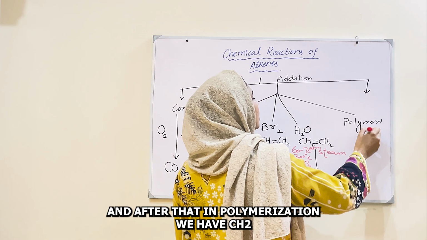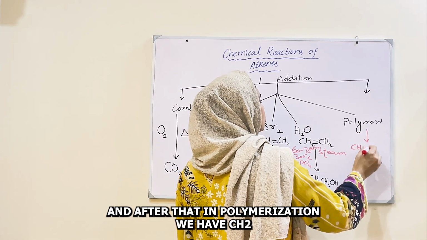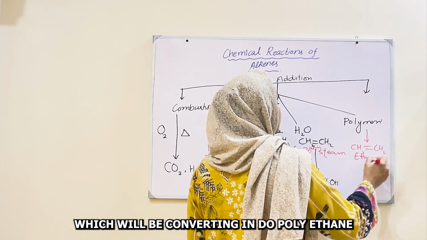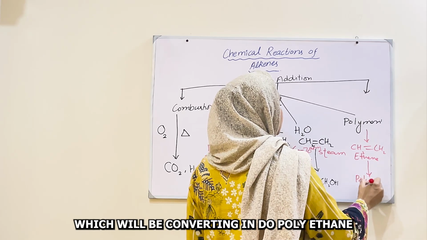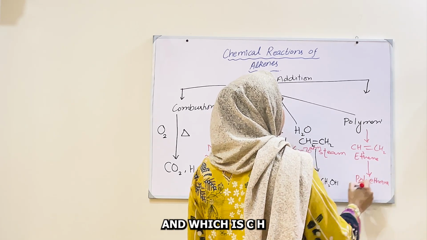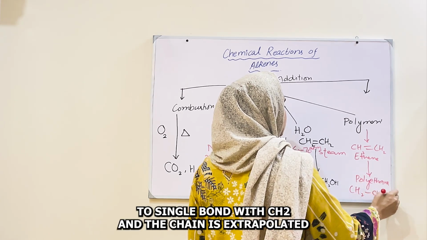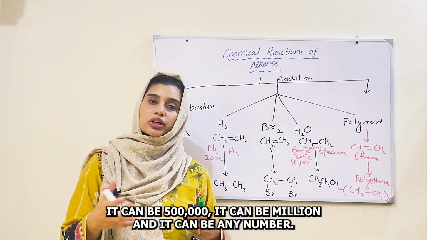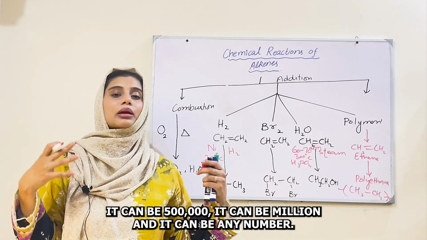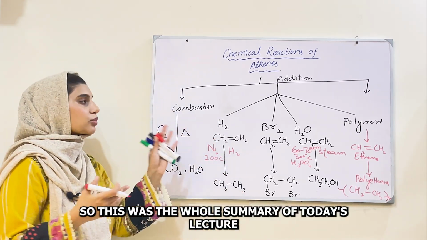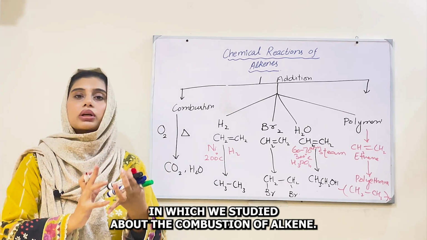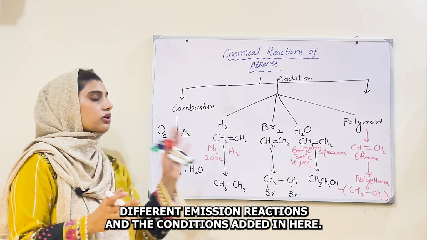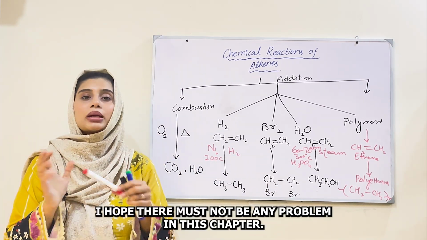And after that, in polymerization, we have CH2 double bond with CH2, which is ethene, which will be converting into polyethene, which is CH2 single bond with CH2, and the chain is extended with n number of molecules. N means it can be 100, it can be 500, it can be 1000, it can be a million, it can be any number. So this was the whole summary of today's lecture, in which we studied the combustion of alkene, we studied the addition reactions of alkene, different addition reactions, and the conditions are written here. I hope there must not be any problem in this chapter.